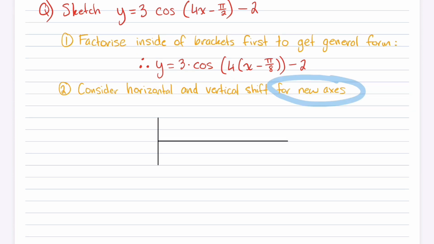So step 2, we're just going to consider the horizontal and vertical shift for the new axes. It's not really the new axis, but that's how I like to think of it. So notice I've just labeled a dashed line for y equals -2 and for x equals pi on 8. And that's kind of like our new x and y axis in a sense.